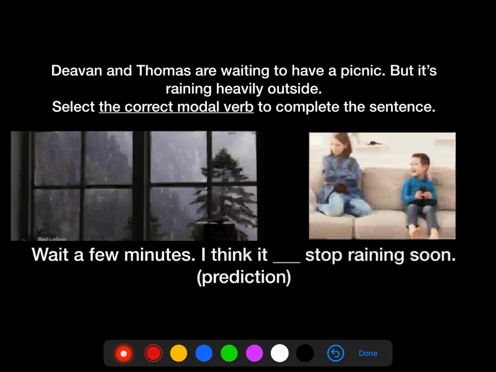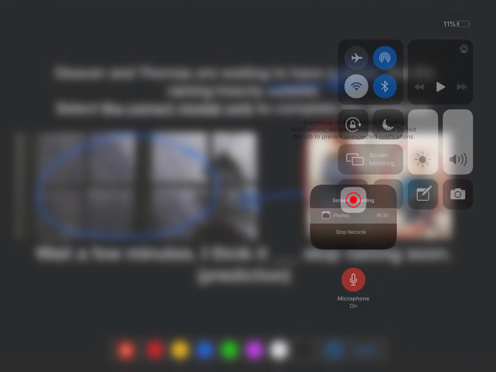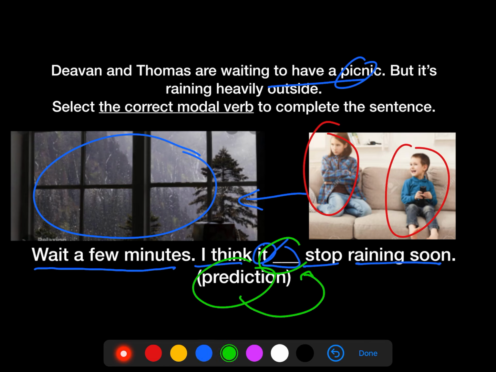Next question. Devin and Thomas are waiting to have a picnic, but it's raining heavily outside. So select the correct modal verb to complete the sentence. Let's read the sentence together. Wait a few minutes. I think it stop raining soon. So the hint says the modal verb indicates prediction. So we foresee the future situation here.